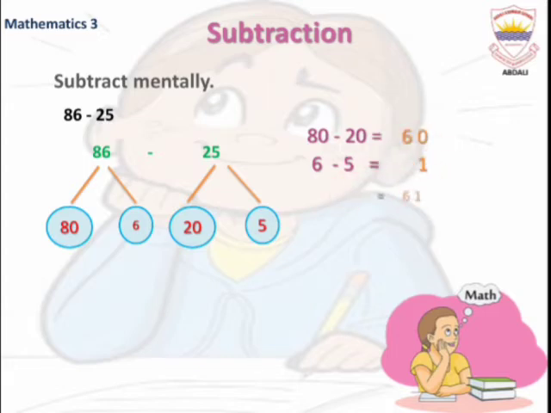Now student, our last step is to merge all places. We merge 60 and 1, we get 61. We get our answer 61. When we subtract 25 from 86, our answer is 61.